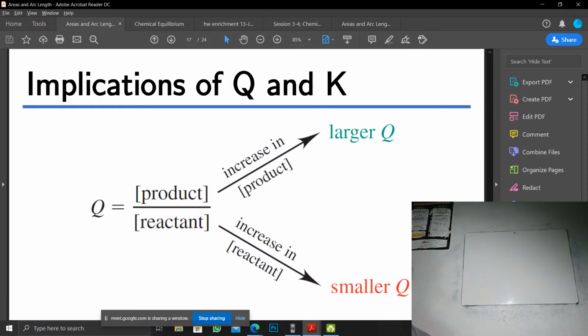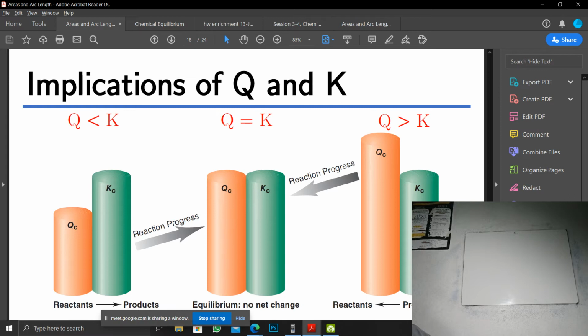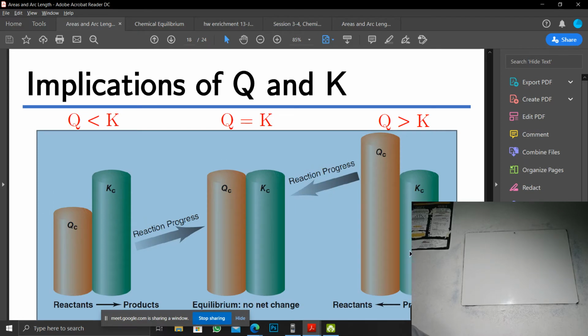Implications of Q and K, increase in product, larger Q. Increase in reactant, syempre, smaller Q yun. Diba? So, para makapunta sa K, if Q is less than K, mas maraming reactants yan. Ayan, di ba? So, kailangan mabawas siya ng reactants papunta sa products para pumantay sila and vice versa naman sa kabila. Okay?